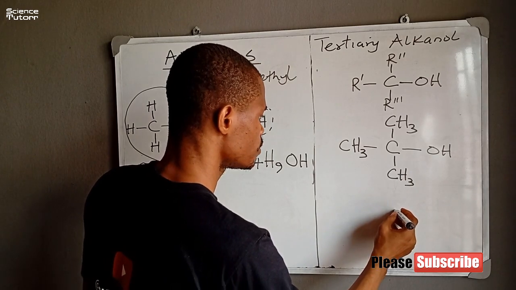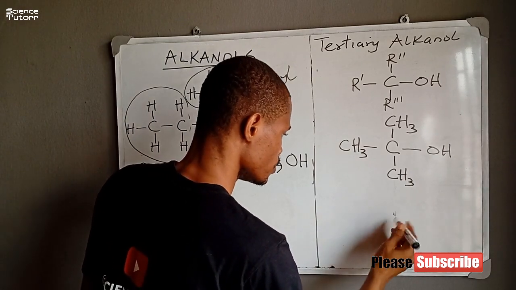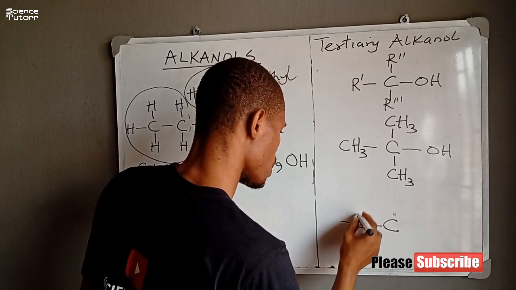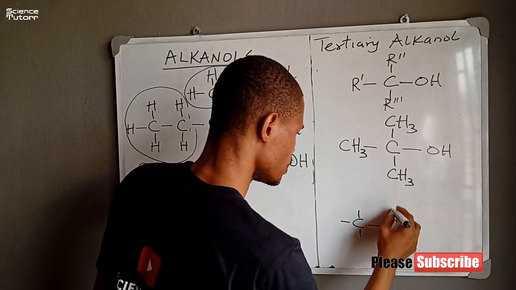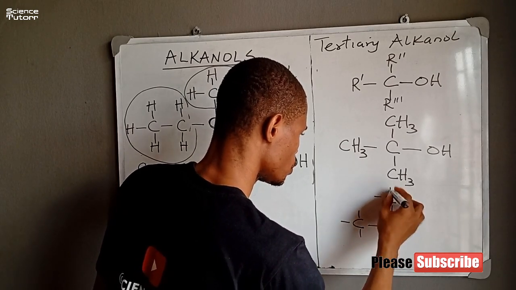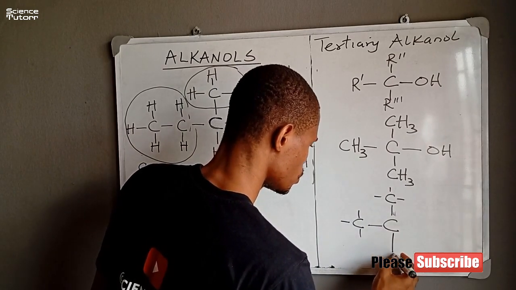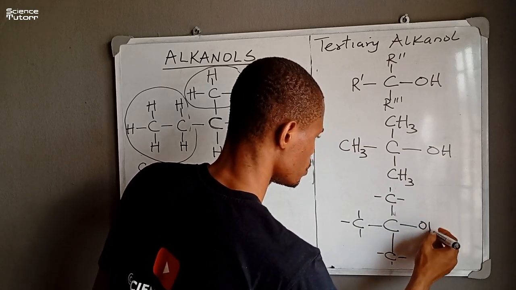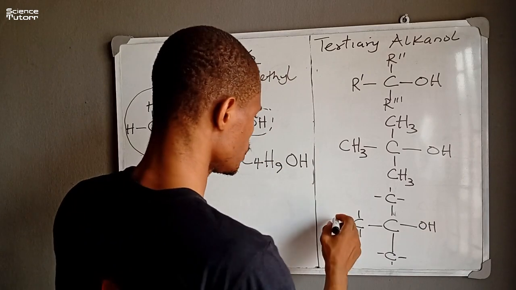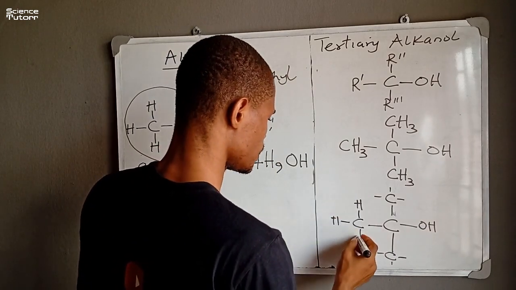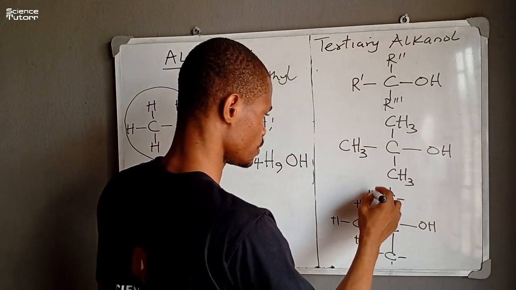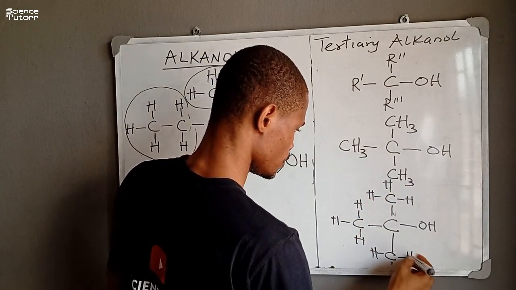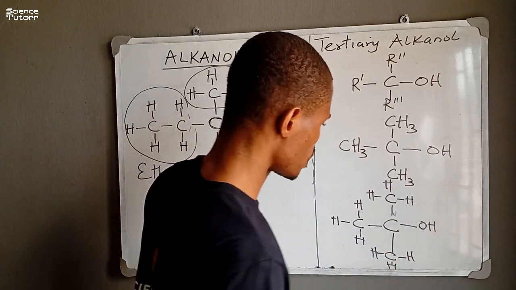In this case, let's consider the structure. So I'm having a carbon, this is C attached to CH3, 1, 2, 3, another attached to 1, 2, 3, another down attached to 1, 2, 3. This is the functional group OH. Each of these represents hydrogen. This is a functional group.